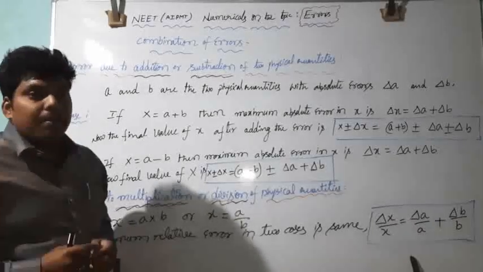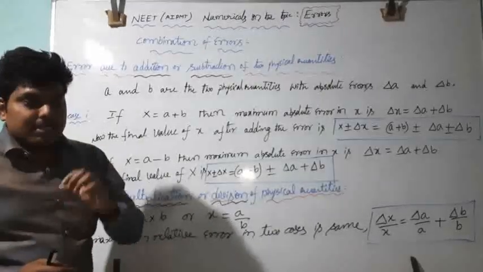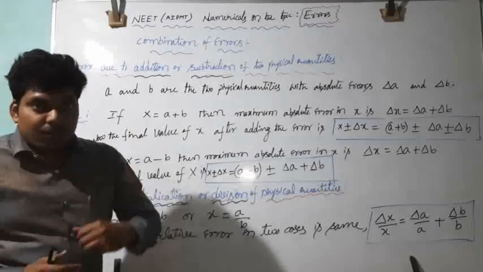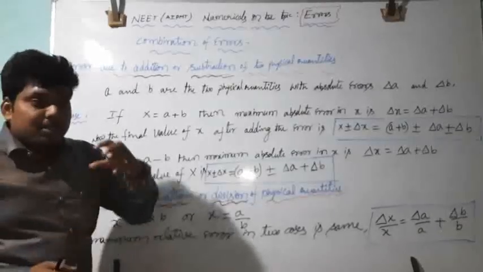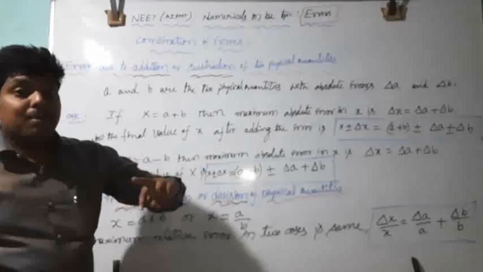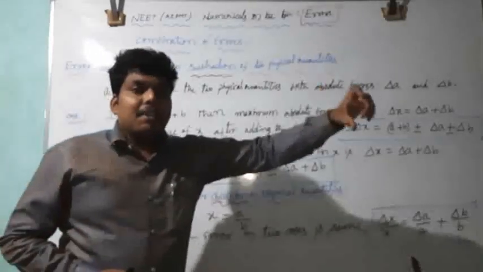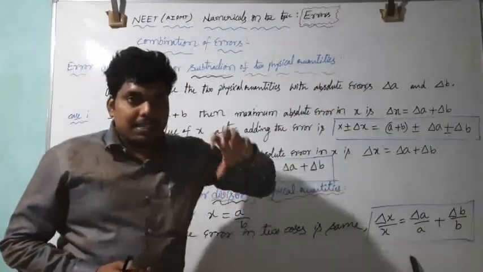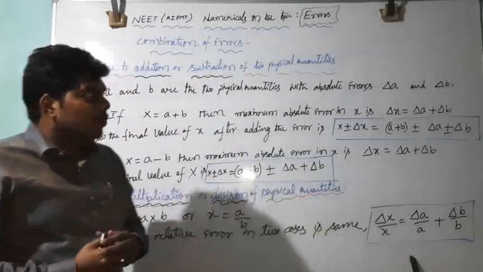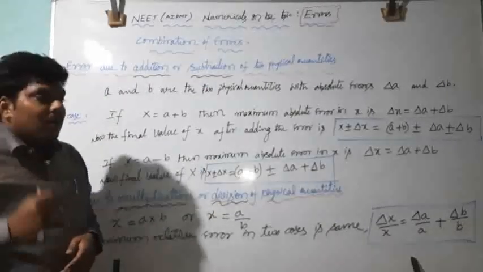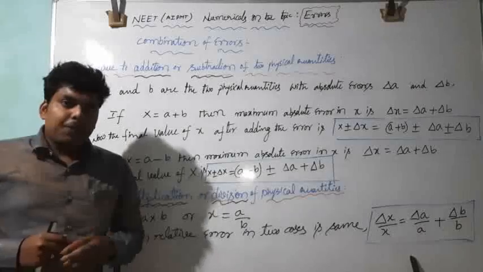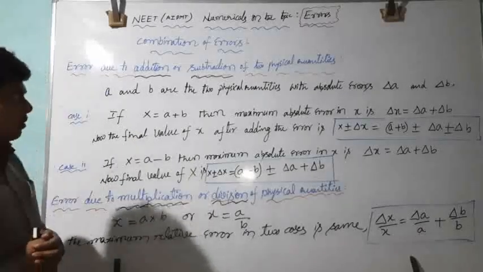Now, how to determine the error in the velocity? Velocity is nothing but a combination of two different physical quantities. That means the error in the velocity is nothing but a combination of the errors in the two different physical quantities. This is the example. Now we are going to understand how to solve the numericals based on the combination of errors.